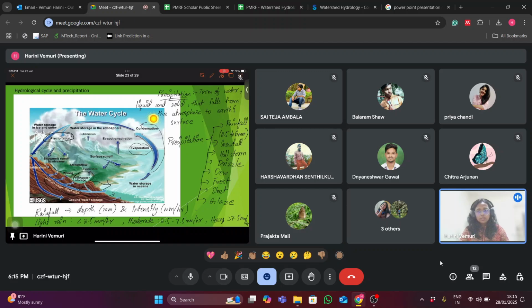Okay. So also we are now recently experiencing events like cloud burst where we receive high amount of rainfall in a very short duration. Like we are receiving 100 mm per hour amount of rainfall in a cloud burst events.